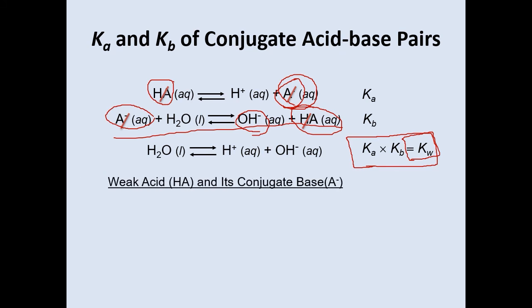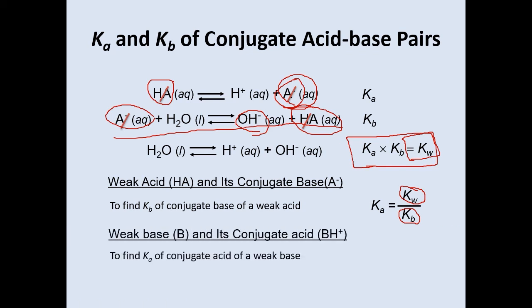So from here, if Kb is given and Kw is always constant at some temperature, we can find the Ka, and also inversely we can find the Kb in a similar way. And of course, the higher the Ka, the stronger the acid, or the higher the Kb, the stronger the base is.